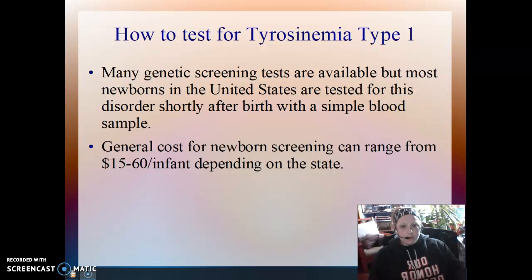So how do we test for the disorder? There are many genetic screening tests available, but most newborns in the United States are going to be tested for the disorder shortly after birth with a simple blood sample taken from their heel. If we're looking to see how much these cost, depending on what state you live in, they can range anywhere from $15 to $60, so it's pretty cost effective for most parents to screen for this disorder.